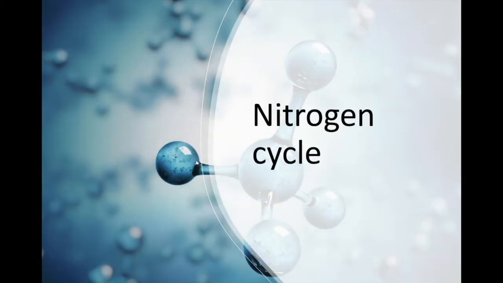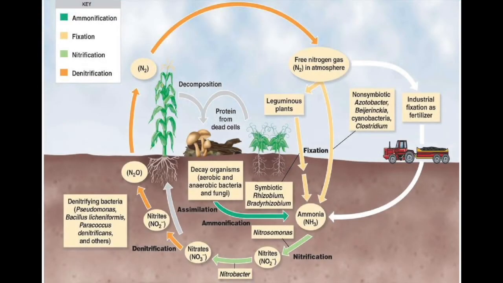Next will be the nitrogen cycle. So this is a repeating cycle of processes during which nitrogen moves through both living and non-living things: the atmosphere, the soil, water, plants, animals, and also bacteria. In order to move through the different parts of the cycle, nitrogen must change forms. So we have different processes involved in the nitrogen cycle.